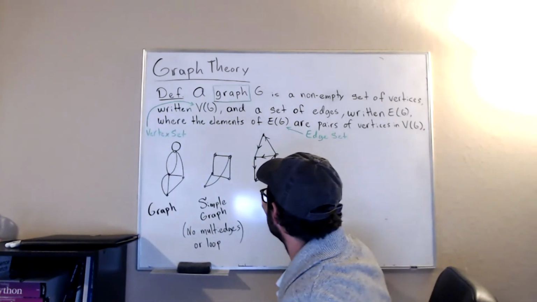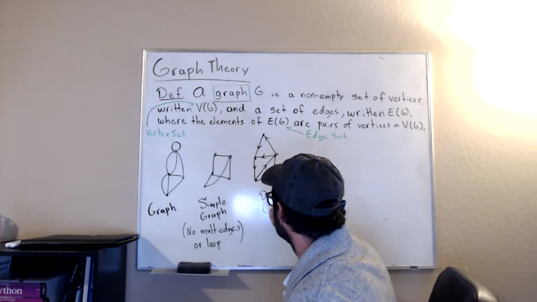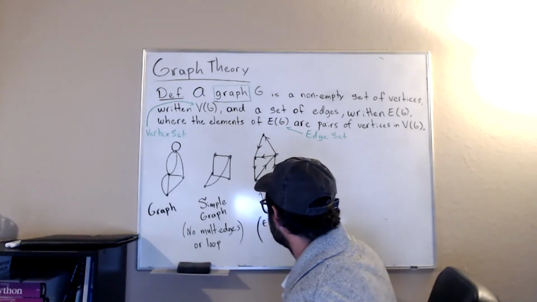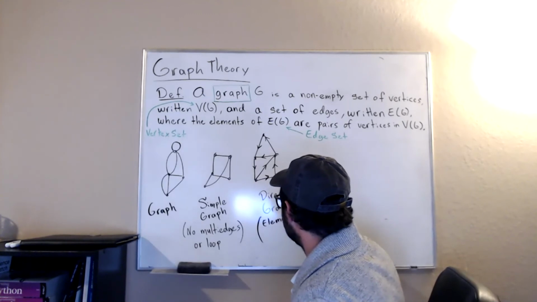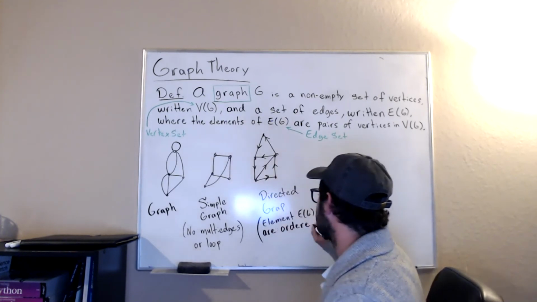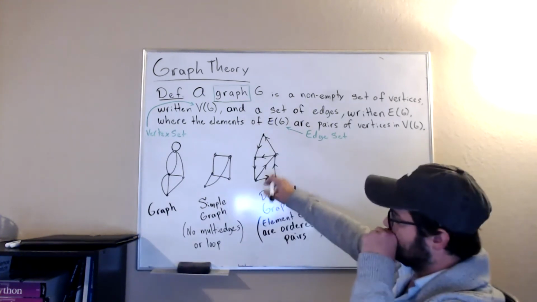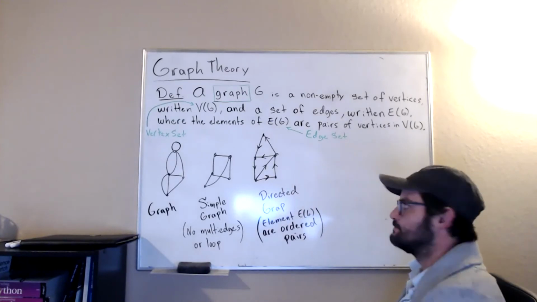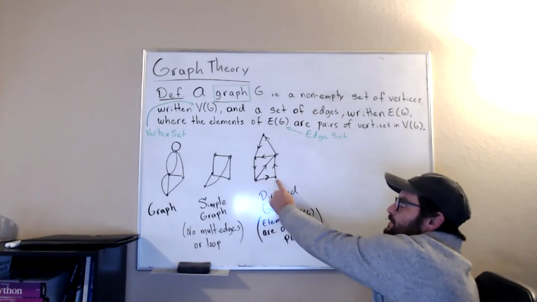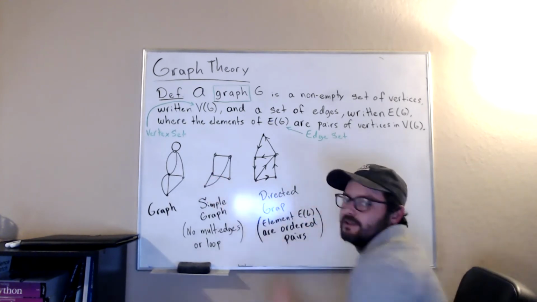And here we have a digraph, or a directed graph, where the elements of the edge set are ordered pairs, meaning there's a first and a last. Whenever there's a first and a last, it gives a direction, so that vertex is directed at that one, but that one's not directed at that one. Whereas here, that is connected to that, and that's connected to that immediately.